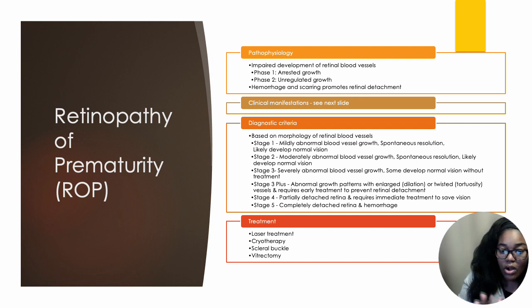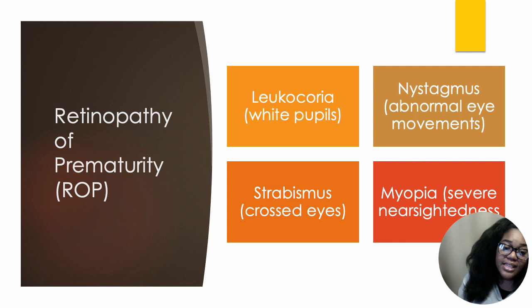So again, these are all phases that you could potentially go through, and it is progressive, but if you're in that stage 1 through 3, you do have a possibility to not develop complications from this retinopathy. As far as your clinical manifestations, you have leukocoria, which is white pupils. You may see nystagmus, which is your abnormal eye movements. You may see strabismus, which is your crossed eyes, and then you have myopia, which in this case would be severe nearsightedness.